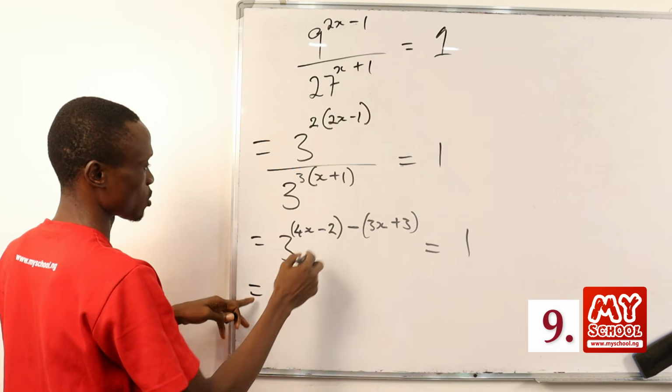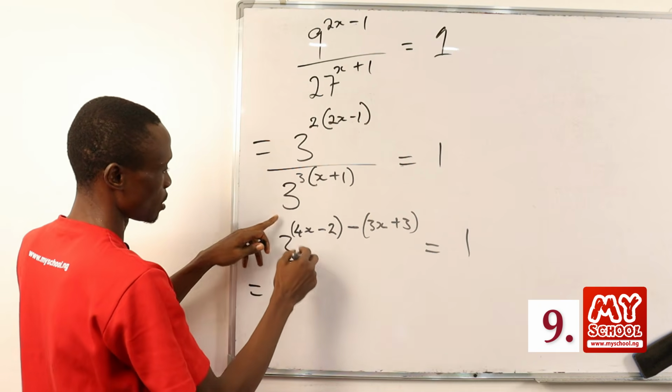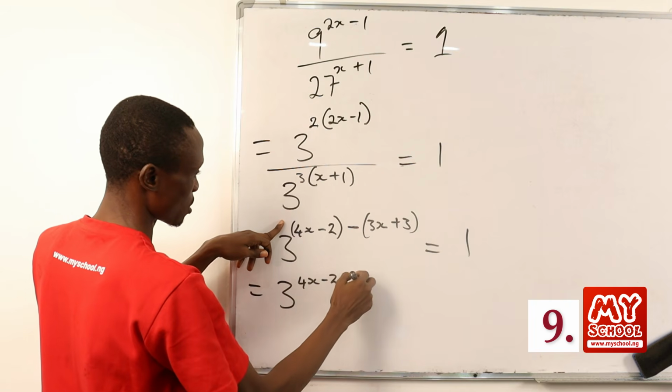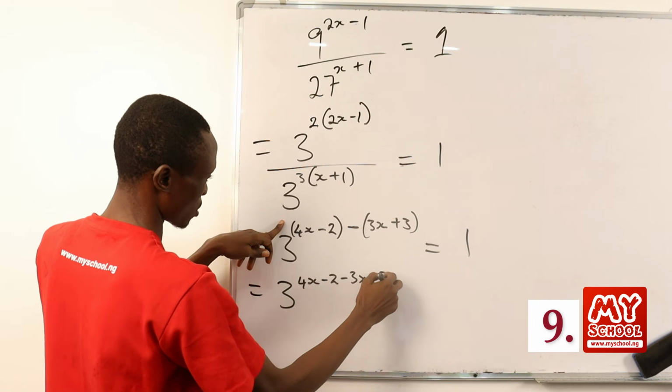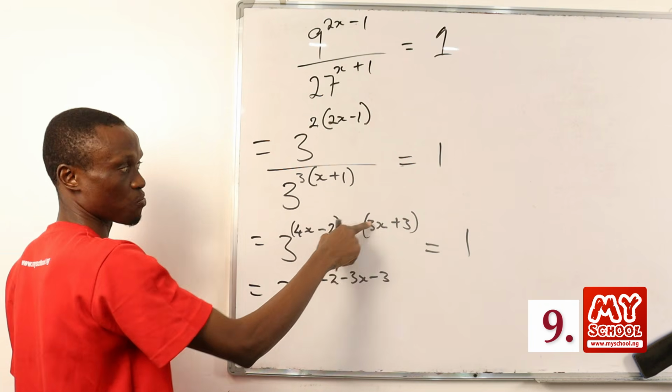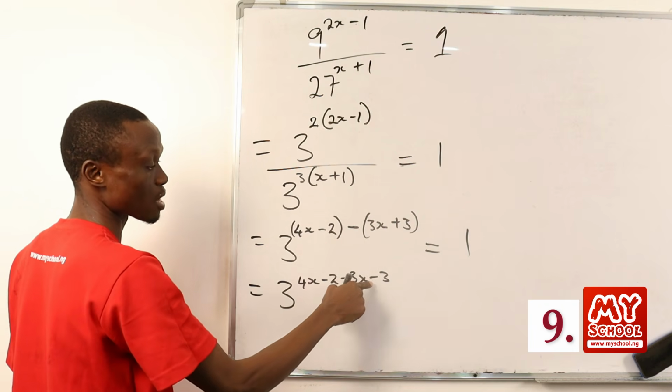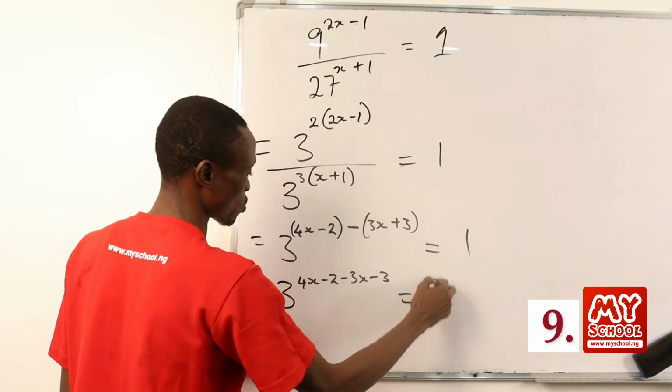So here, let's open this. We'll be having 3 raised to power 4x minus 2, then minus 3x, then minus 3, because this minus here affects everything inside the bracket. So that's why we have minus 3x and minus 3, and this is equals to 1.